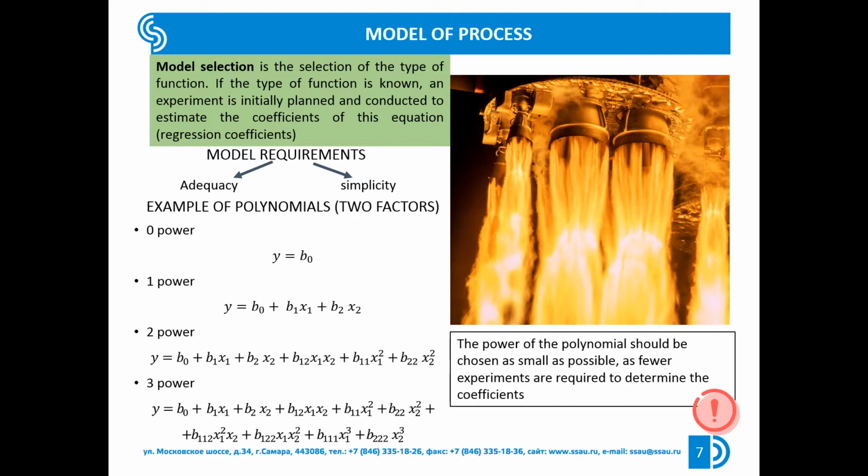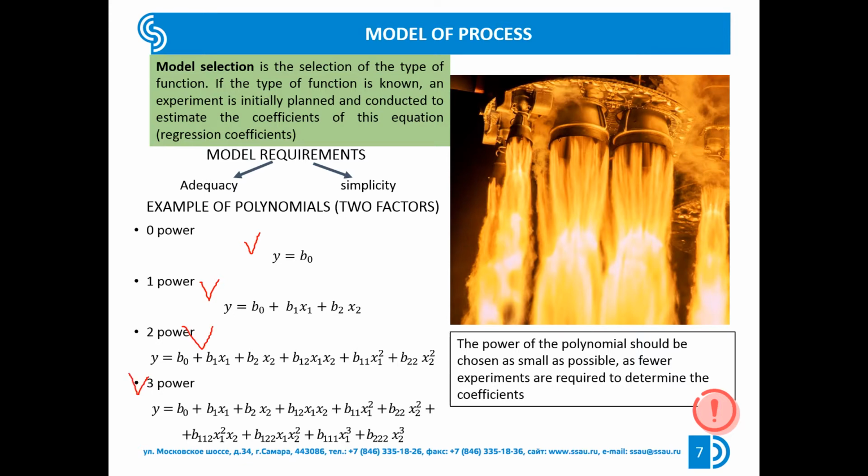In planning an experiment, polynomial models are usually used, which are relatively simple, convenient and well developed mathematically. The polynomial models for the two factors are as follows. Polynomial of the zero power, polynomial of the first power, polynomial of the second power, and polynomial of the third power.